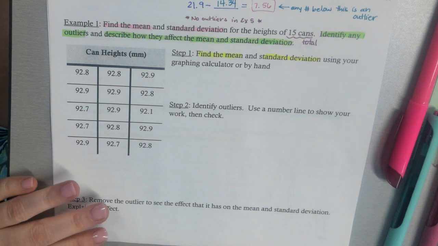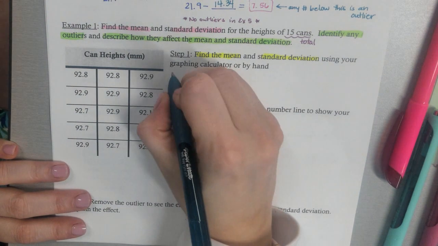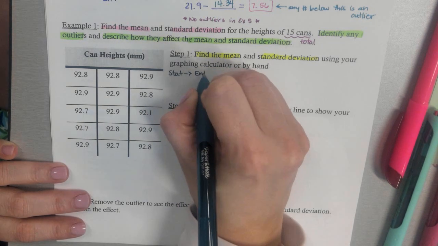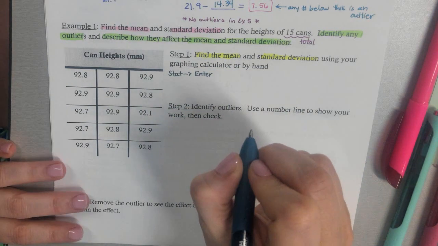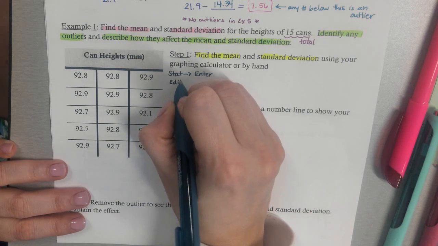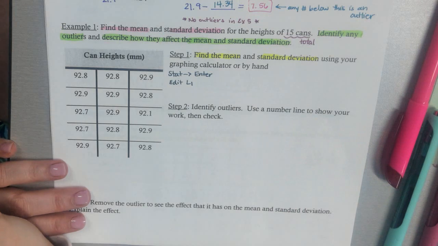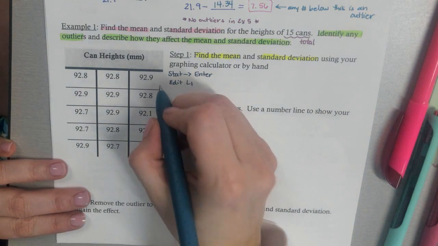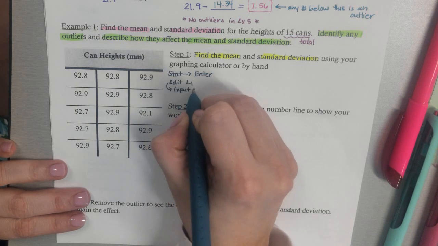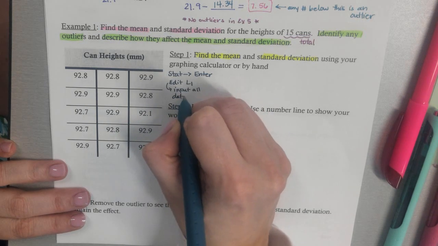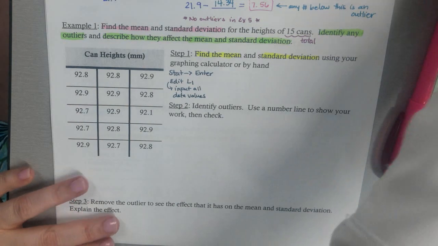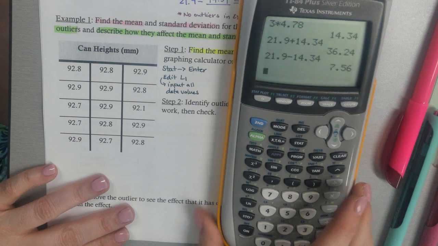But I'm going to show you how to do this on your graphing calculator. So we're going to use something that we've done before. Remember how we used the stat and then enter, and we could edit list 1. Okay, so you're going to put in all the data values. Okay, and I'm going to give you time to do that right now.